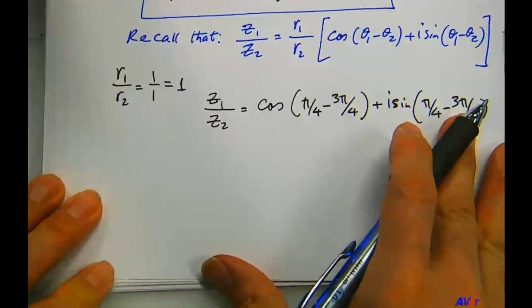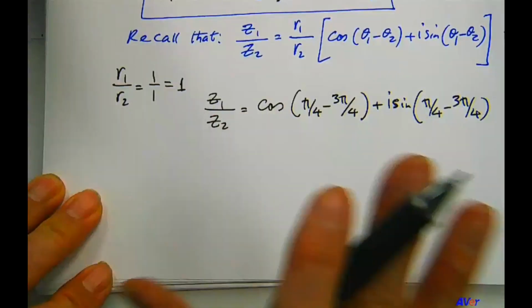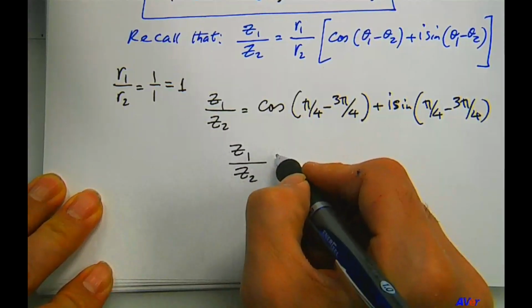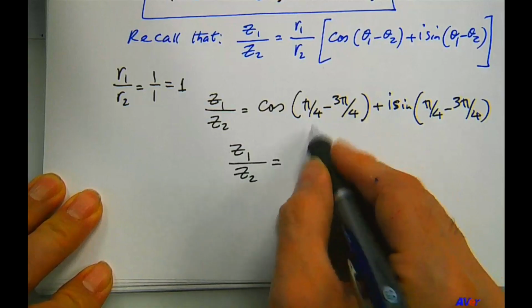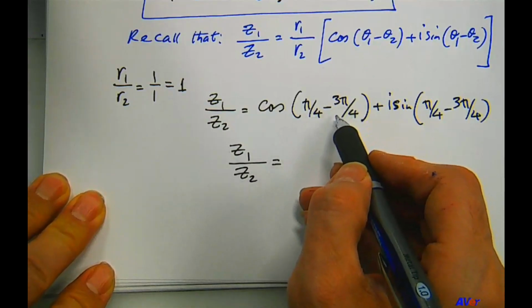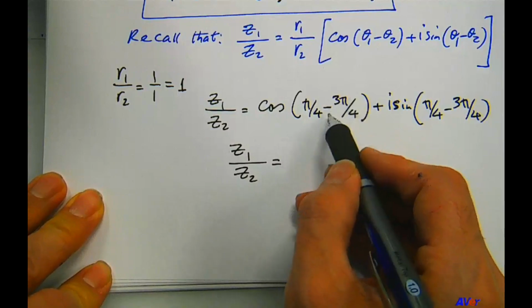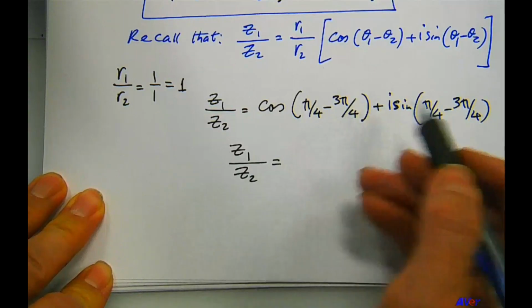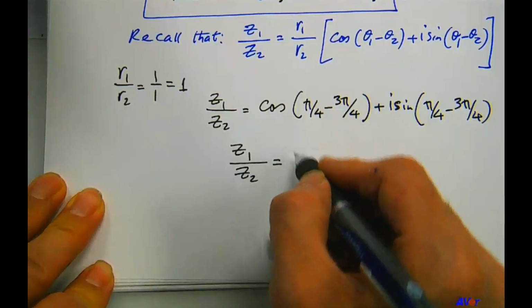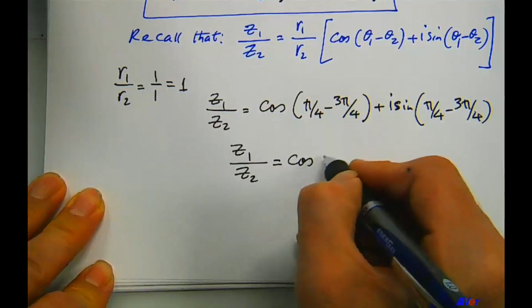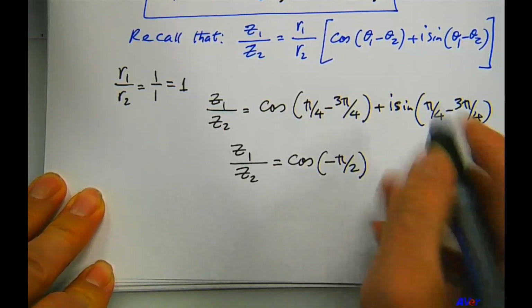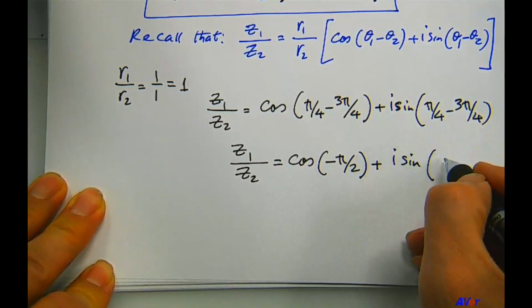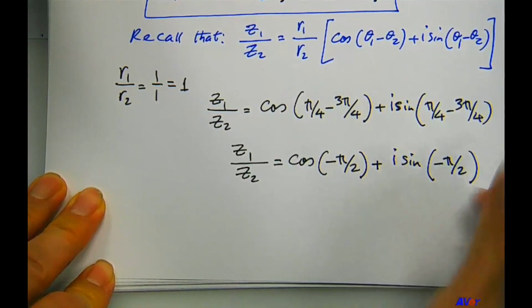So let's simplify this, but keep it in polar complex form and not simplify it beyond that. So z1 over z2 is equal to pi over 4 minus 3 pi over 4, that would be minus 2 pi over 4, or after simplifying, minus pi over 2, right? So cosine of minus pi over 2 plus I sine of the same thing, minus pi over 2.